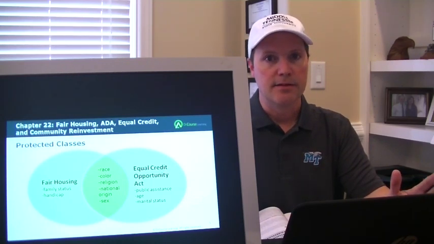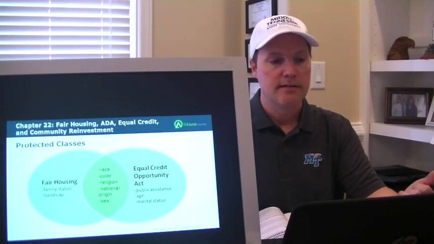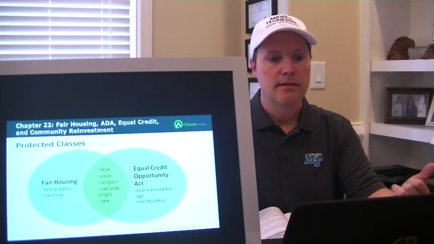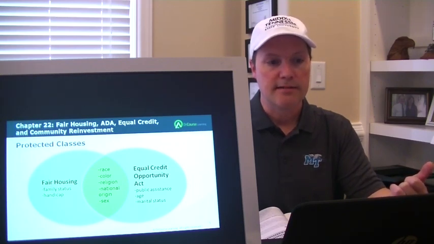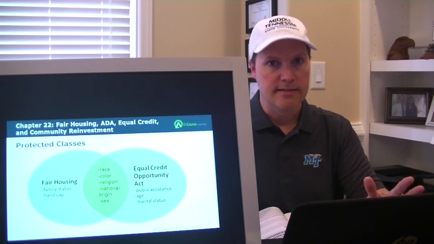Protected classes. You have your fair housing: familial status and handicap, handicapped people. Then in the middle you have race, color, religion, national origin, and sex. The Equal Credit Opportunity Act is on the other side: public assistance, age, and marital status. So these are protected classes out there that you cannot discriminate against.